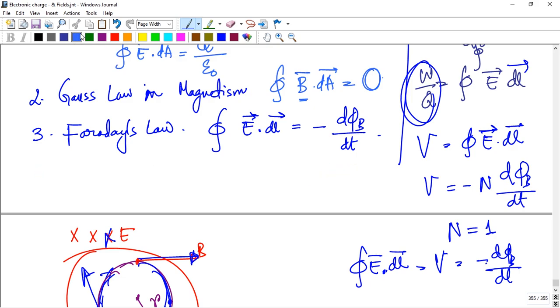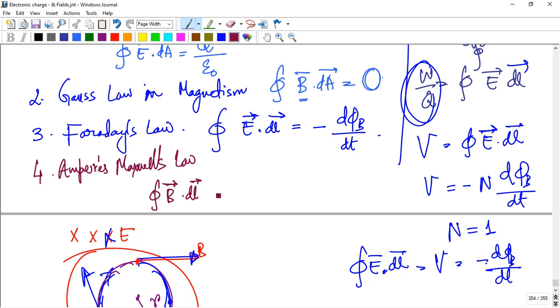And the fifth, or final, is the Ampere-Maxwell law: the closed integral of B dot dl equals mu 0 times the conduction current plus mu 0 epsilon 0 d phi E by dt, and this expression is I_D, the displacement current. That's the modified Maxwell's equation. Okay, that clarifies the concept.